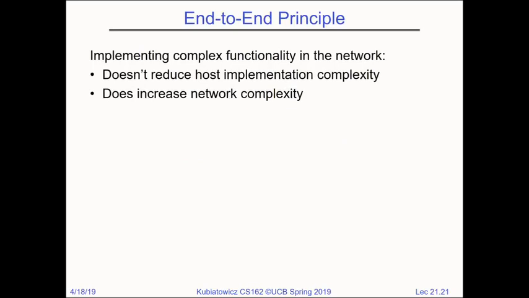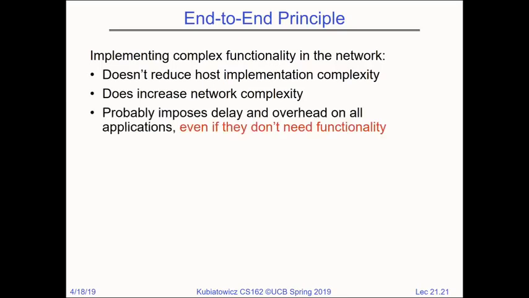Implementing complex functionality in the network doesn't reduce host implementation complexity, still got to do it anyway, does increase network complexity. Probably imposes delay and overhead in all applications, even if they don't need the functionality. So the end-to-end paper also talks about this notion of, think about streaming videos. The streaming videos can be imperfect in what gets to the other side. What's worse than a slight bit flip in a video packet coming across is a delay in the video packet. That's worse. So a delay caused by the need to retransmit over and over again is much worse than sending slightly flawed video.